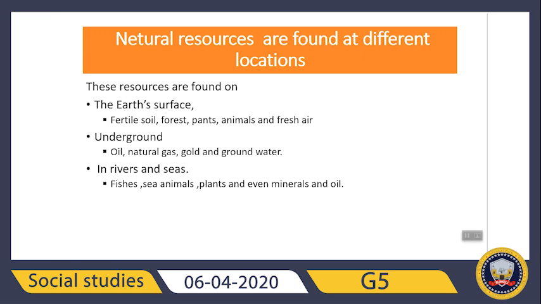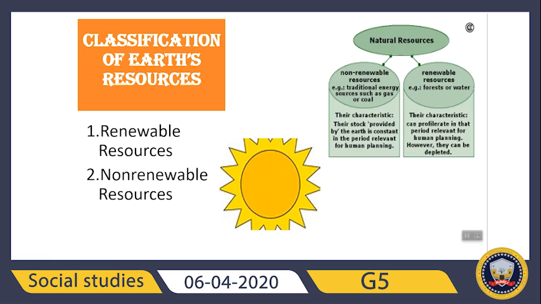Whereas oil, natural gas, gold and groundwater are found underground. Then we have rivers and seas. They provide us with fish, sea animals, plants and even minerals and oil. So these are the examples.